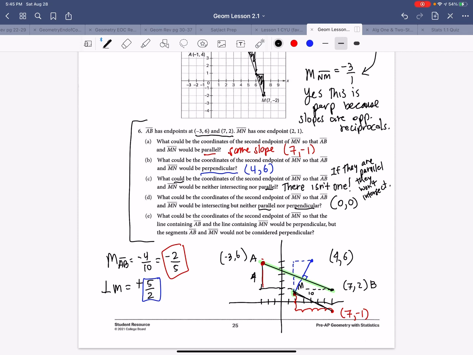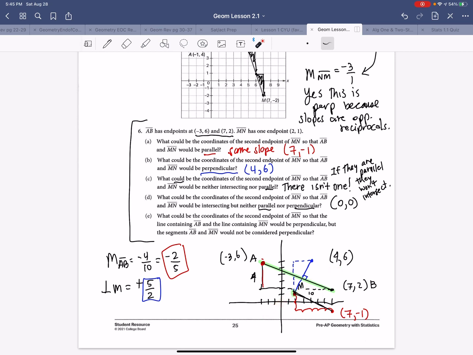Okay, last one, E. What could be the coordinate of the second endpoint of MN so that the line containing AB, my green line, and the line containing MN, and I still don't know where that is, it's just at this point, just right here, and I can draw it anywhere. I could draw it here to make it perpendicular. I could draw it here to make it parallel. I could draw it here to make it neither if I use the origin as my other point.